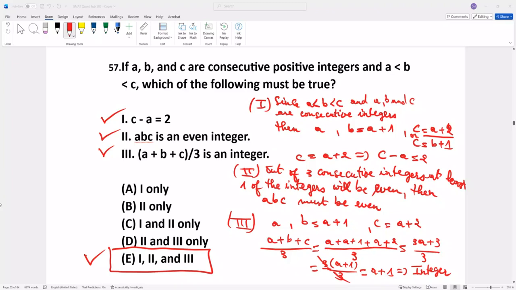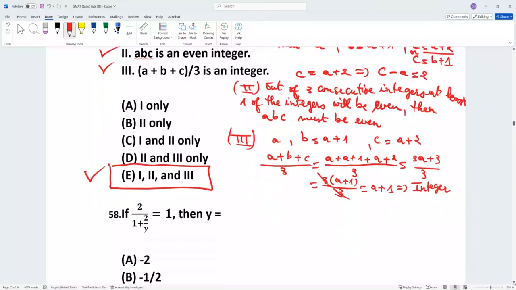So this is a question where you need to really know the various rules for integers, even numbers, consecutive numbers, and stuff like that. Okay, so let's go to the next question.